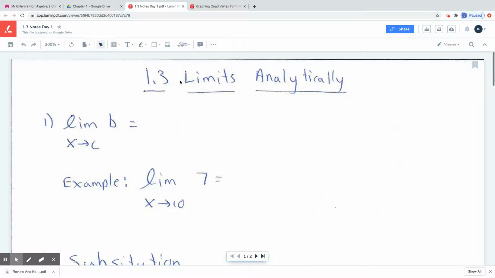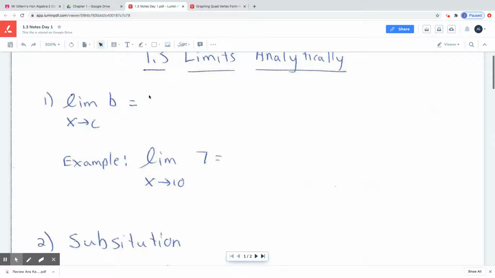Before we do that, I'll do the simplest form first, this little property. It says that the limit of b, which is some constant, as x approaches some number is always equal to b. For example, if I had the limit of 7 as x approaches 10, it doesn't matter what x is approaching. The answer is just 7. Just like this was b, the answer is b. This is 7, that's 7.